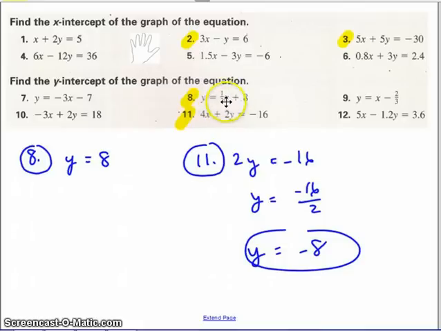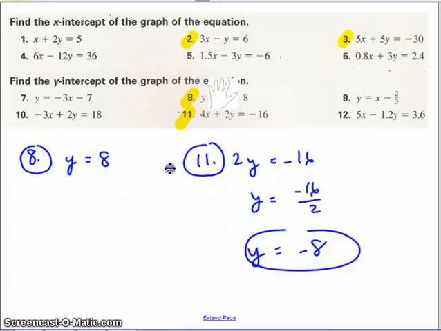There's another form called slope-intercept form, which we'll get to in a little bit, but it's where y is equal to, and x is on the other side. So in this case, if I want the y-intercept, again, I cover up the x and I'm left with y equals 8. Well, y equals 8, that's my answer.